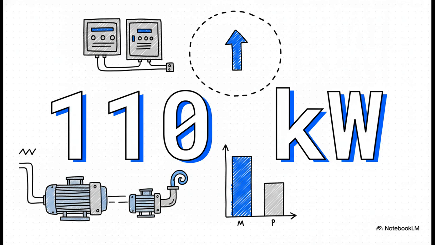Boom, 110 kilowatts. This right here is the real anchor number that goes straight into your master electrical load schedule. Not the 90 kilowatts that the pump actually draws, but the 110 kilowatts of the physical motor you are installing. That is the secret to how load estimation actually works behind the scenes.